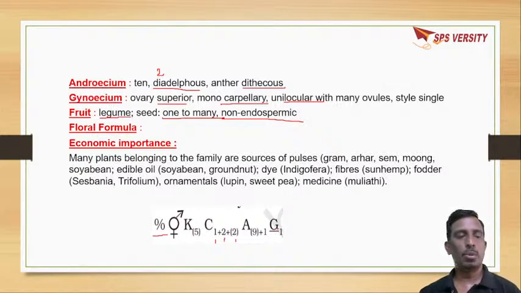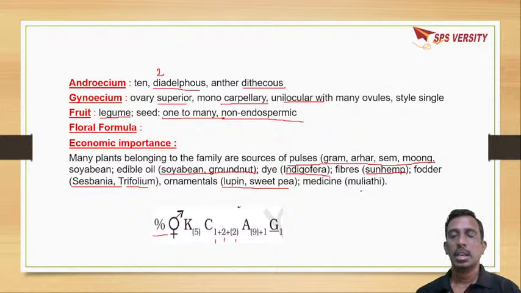And economic importance of this: pulses come in it. Gram, these all are pulses which are rich in proteins. Soya bean and groundnut, from which edible oil is extracted. Indigofera, from which a blue dye is extracted. From sun hemp, fibers; fodder for cattle is Vicia and Trifolium. Ornamental plants, lupin and sweet pea. Medicinal plant, mulethi.